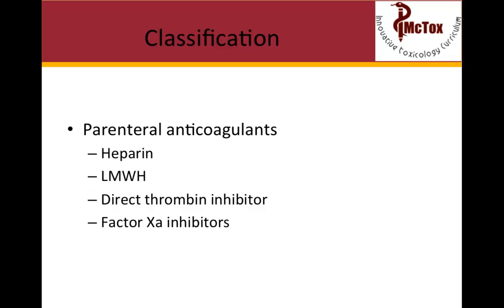Parenteral anticoagulants include heparin, low molecular weight heparins, such as enoxaparin, direct thrombin inhibitors, such as bivalirudin, and factor 10A inhibitors, like fondaparinux.